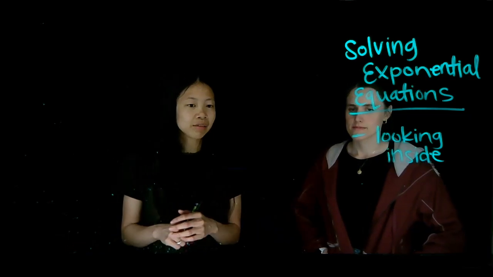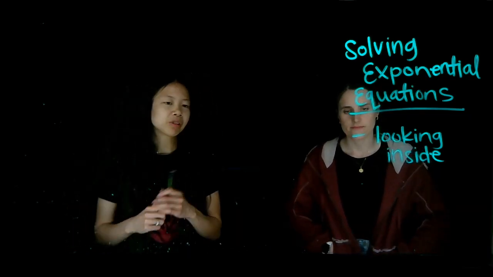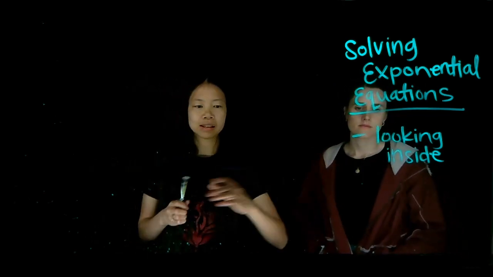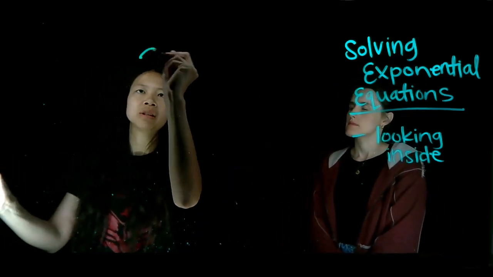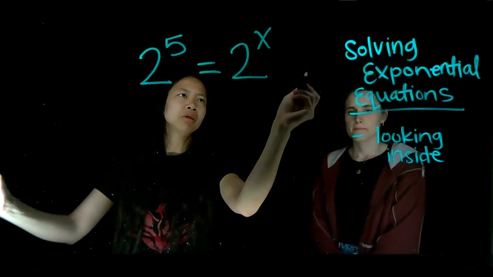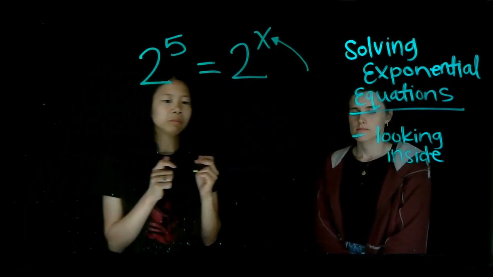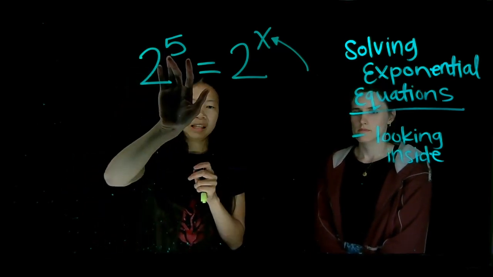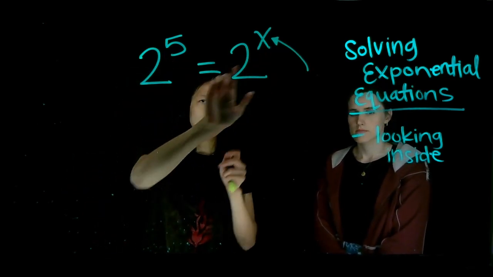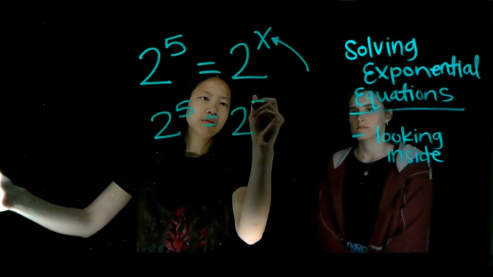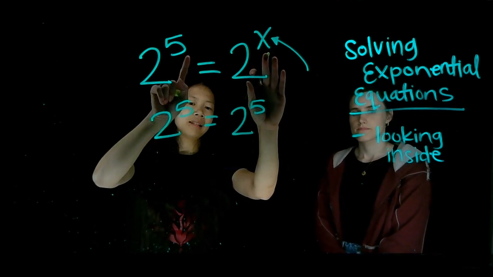All right, now that you guys have learned about exponent rules, we're going to talk about solving exponential equations using a method specifically called looking inside. So if I have an equation like 2 to the 5th equals 2 to the x power, so we don't know what this is raised to. Looking inside, the idea behind it is I know that 2 to the 5th is the same as 2 to the 5th. That would make this equation true. And so 2 to the 5th has to equal 2 to the 5th. That means that x has to equal 5.